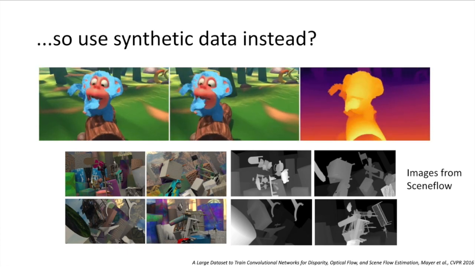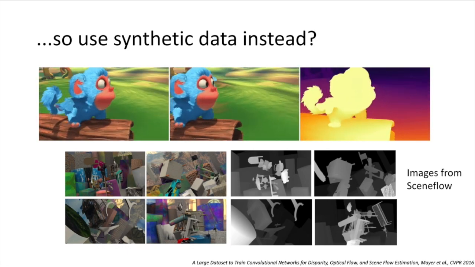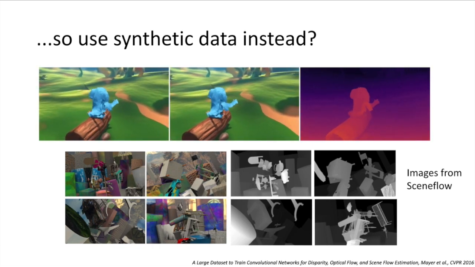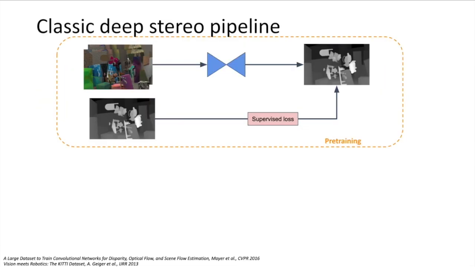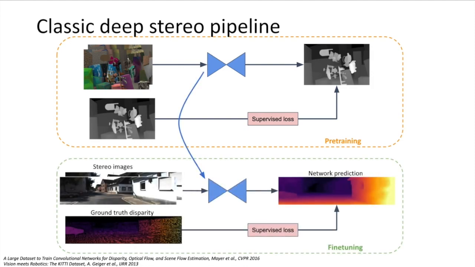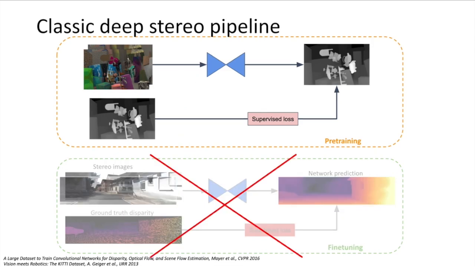As a workaround, the community has largely relied on using synthetic data such as the Scene Flow dataset to train deep stereo networks. So, it is a standard practice to pre-train stereo networks on large amounts of synthetic data and then fine-tune with the available small quantities of real-world data. However, here we focus on the case in which there is no real-world stereo data available to fine-tune.